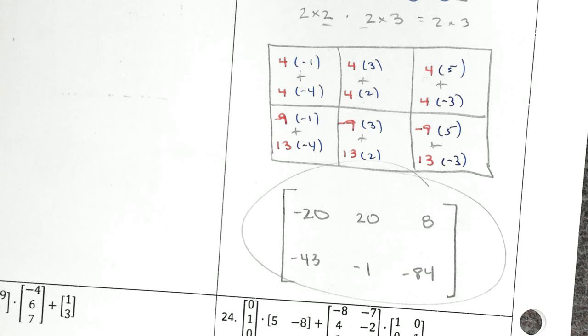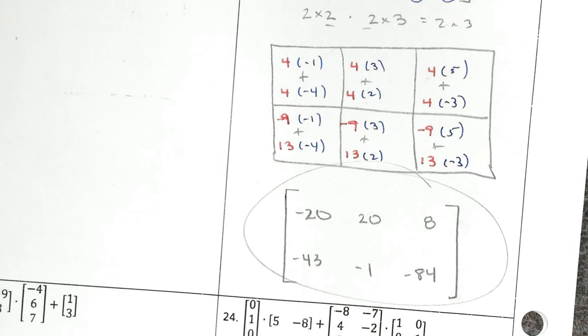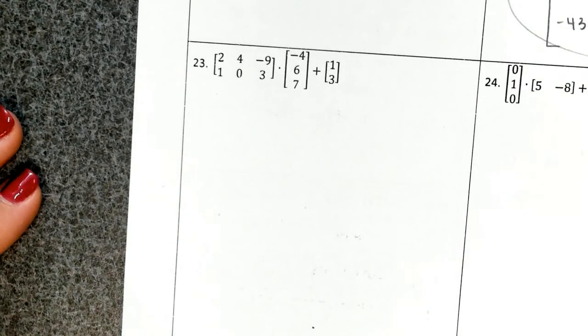Okie dokie. All right, let's look at number 23. Do we have questions on 22 before we move on? All right, 23. What should I do first? You have to multiply before you add.